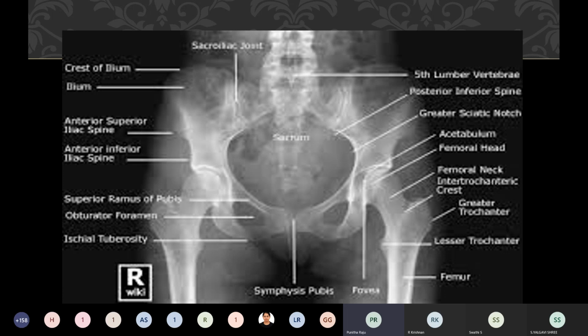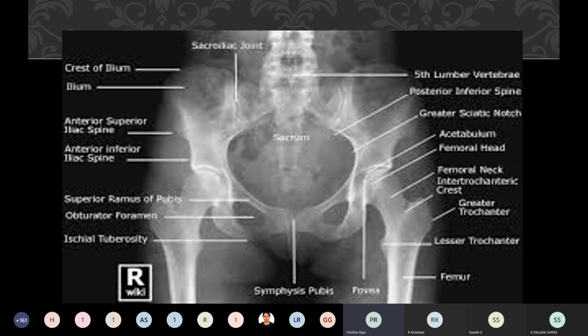The basic thing you are supposed to know in the pelvic joint is the parts of the pelvic bone. The main part of the pelvic bone is the iliac crest. You have three bones: the pelvic bone is mainly constituted by the ilium, ischium, and pubis. First is the ilium, and the topmost part of the ilium that you see is called the iliac crest.